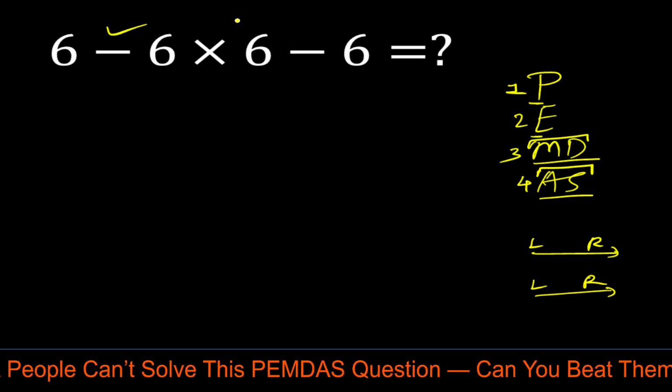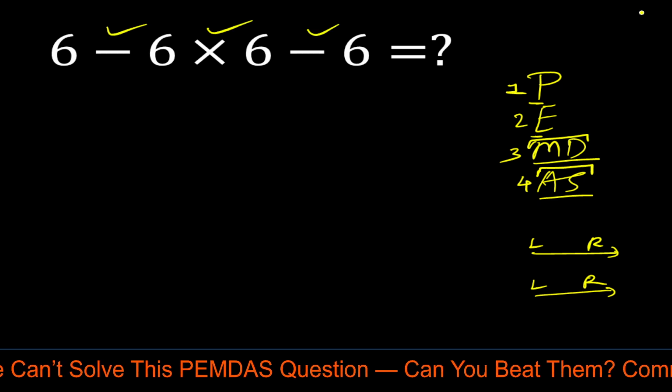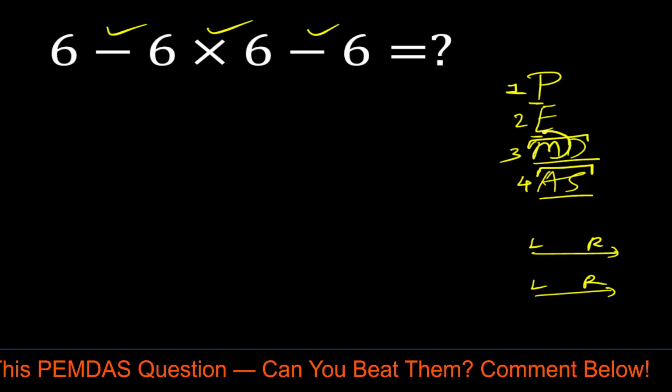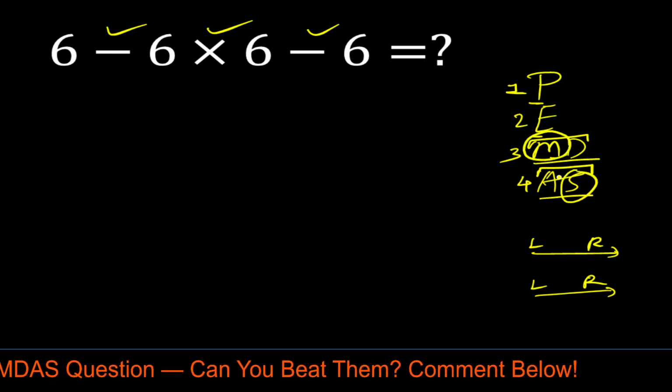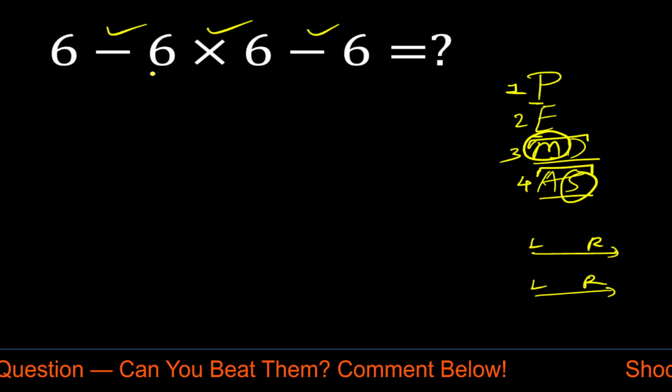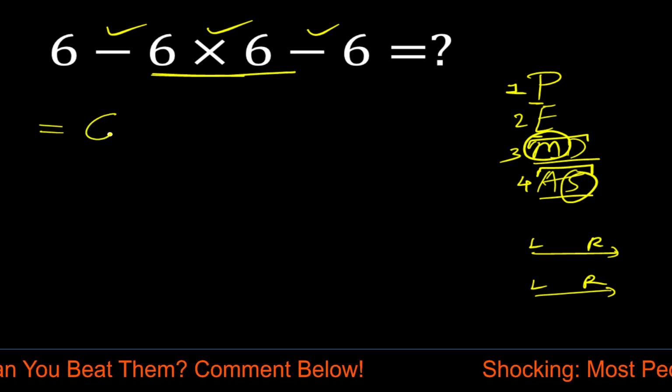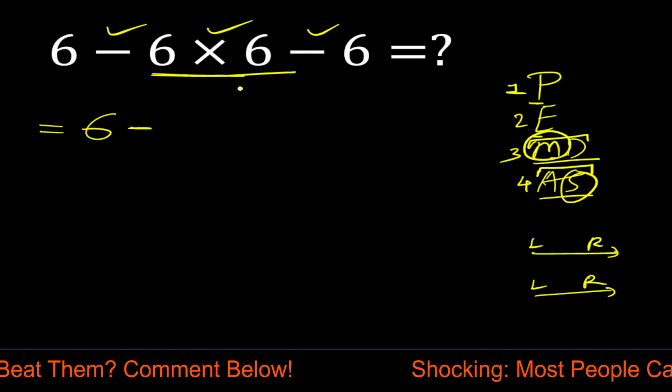So in this question, here we have subtraction, here multiplication, and here subtraction. So according to PEMDAS rule, first we have to solve multiplication, then we have to solve subtraction, right? So first we have to solve this multiplication. So 6 minus, now solve this multiplication.